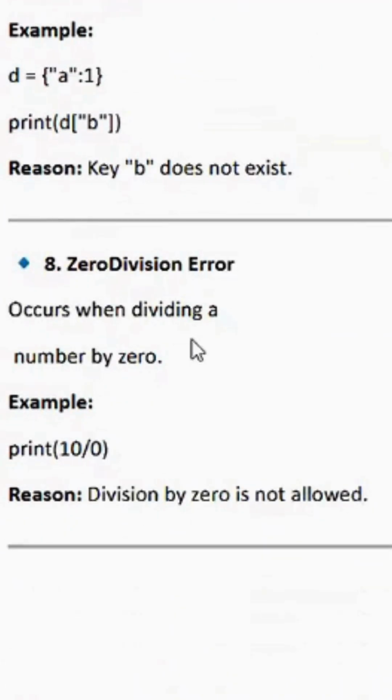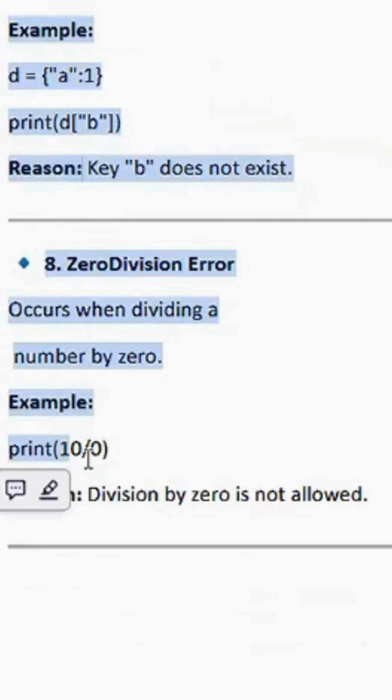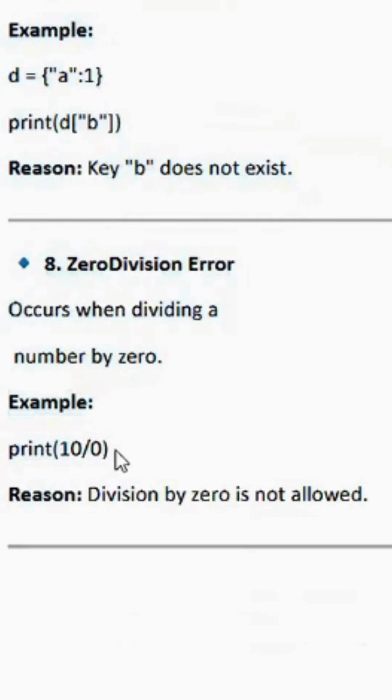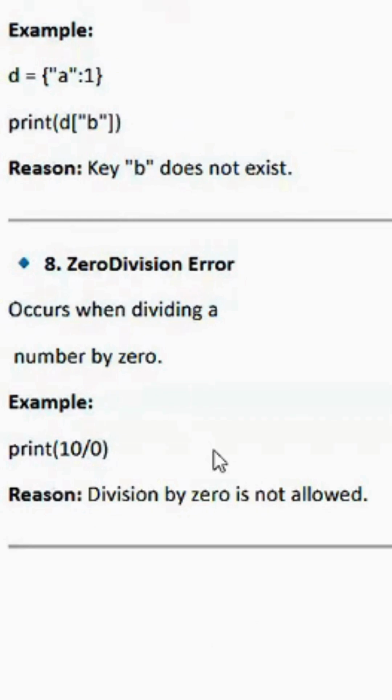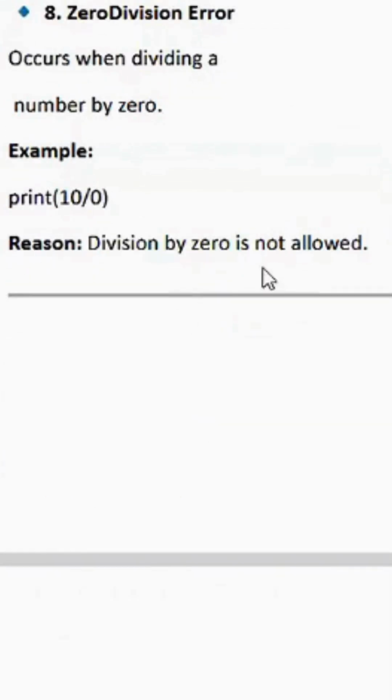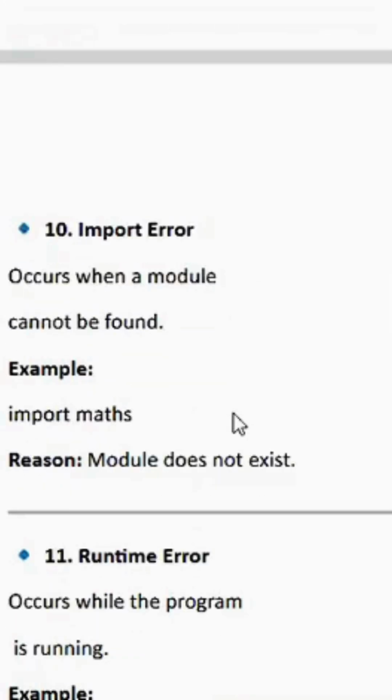Now zero division error, this is very common. In mathematics also we have seen, if we try to divide something by 0, it throws error. In Python also, here I am trying to divide 10 by 0. So basically this will throw zero division error. Division by 0 is not allowed, so obviously it will throw error.